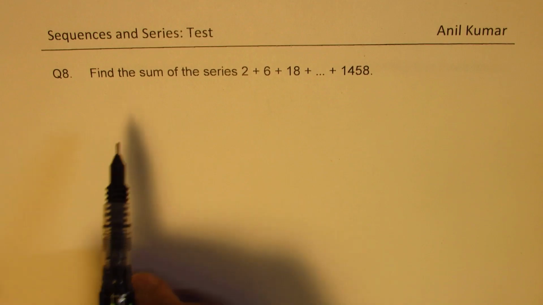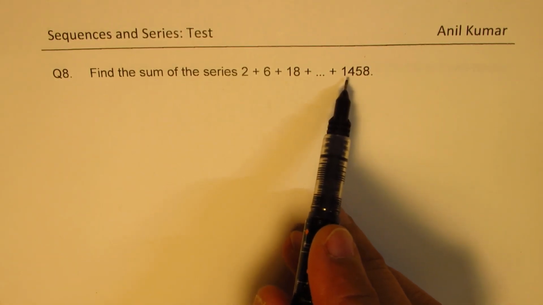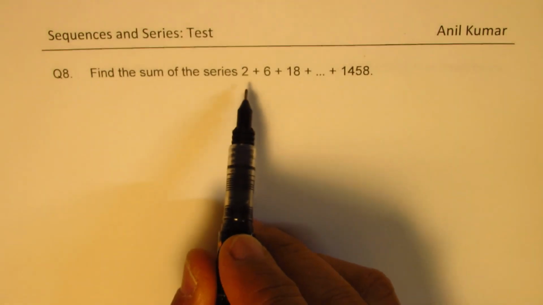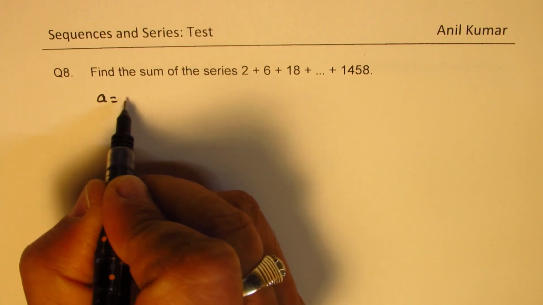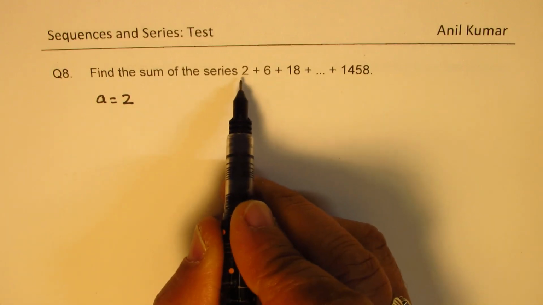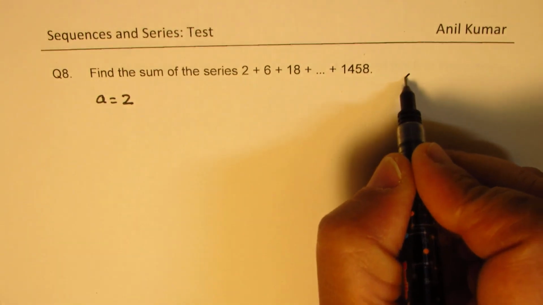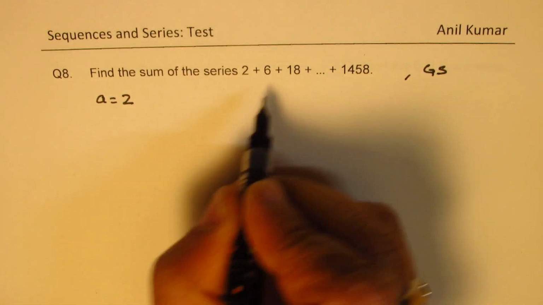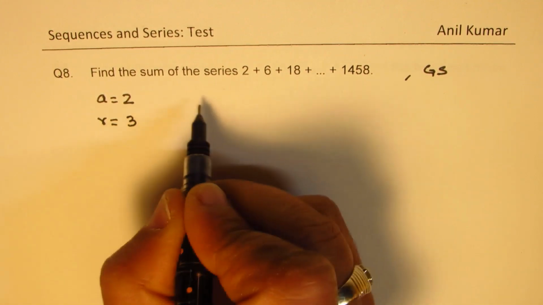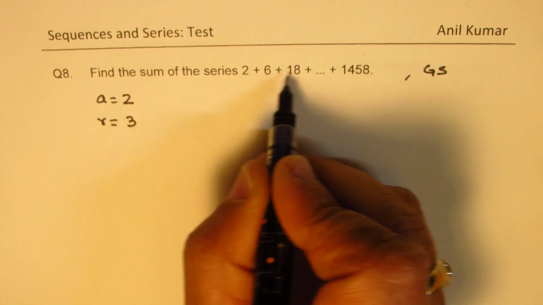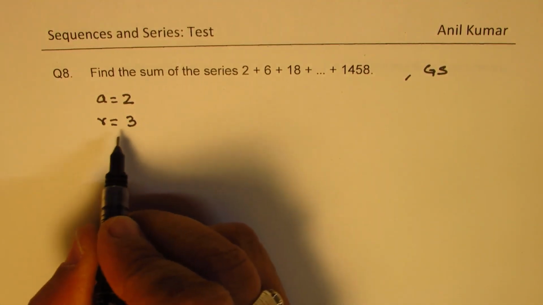Question number 8. Find the sum of the series 2 plus 6 plus 18 plus so on till 1458. So the first thing is to identify the series. We can see that the first term a is 2. And now how do we get the next term? Times 3, right? So it is a geometric series, where we have the first term as 2 and it is multiplied by 3 each time. So 6 divided by 2, 18 divided by 6 is r, which is equal to 3, right?